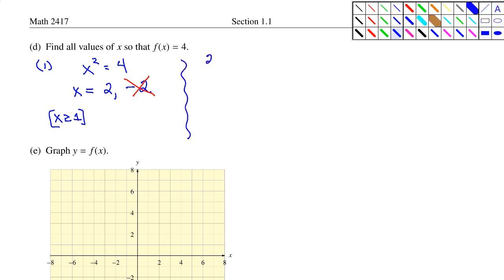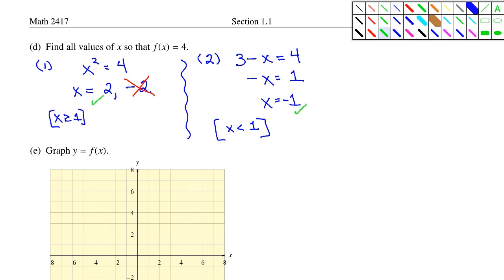All right, what about the second part? Well, perhaps we have 3 minus x is equal to 4. If I solve this, I get negative x is equal to 1, and x is equal to negative 1. And that domain was x is less than 1, and negative 1 is less than 1, so this is a good value. So we have these values here, 2 and negative 1.